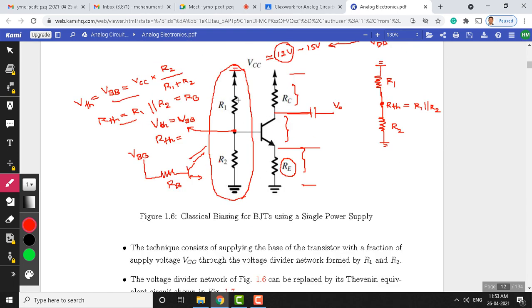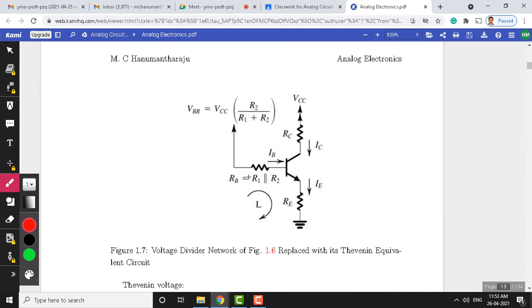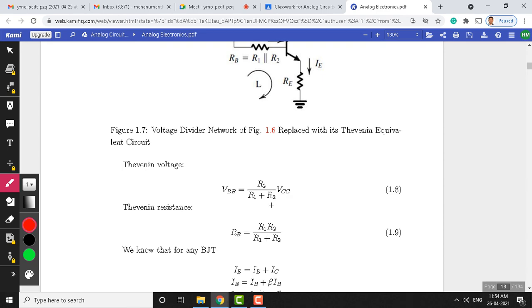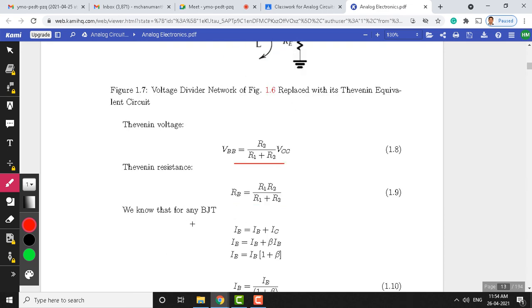The only change is that this circled network has been replaced with the Thevenin voltage here and the Thevenin resistance here. Rest of the things are the same; we have not changed anything else. So, we have the final expression for VBB, which is the Thevenin voltage, and the Thevenin resistance is as shown here.